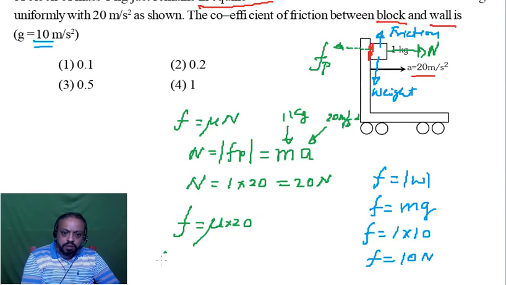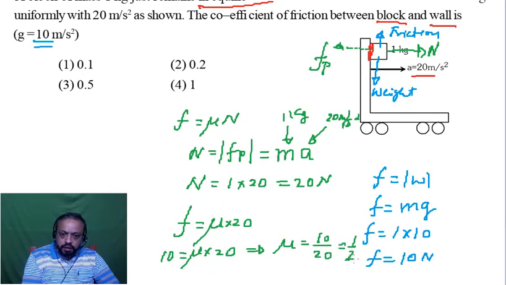So what happens to the value of F here? It will be 10 Newton, which equals mu into 20. That means what did I get? I got mu equals 10 divided by 20, otherwise it is half. So definitely mu is 0.5 with no units, right? So the value of the coefficient of friction is option 3, which is 0.5.